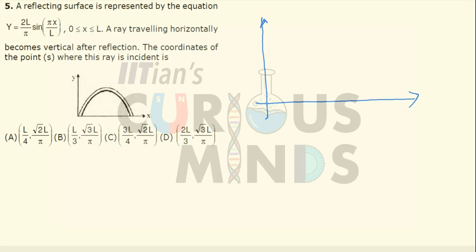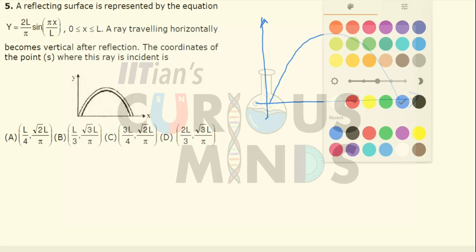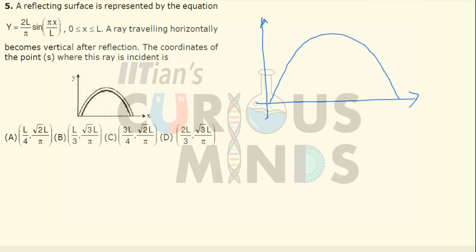Let me first magnify this given diagram. So this is the diagram with the given equation. There will be two possible scenarios where the incident ray, which was originally horizontal, will become vertical. In the first scenario, it will get reflected when it is traveling from left to right, and then it will travel in the vertical direction.